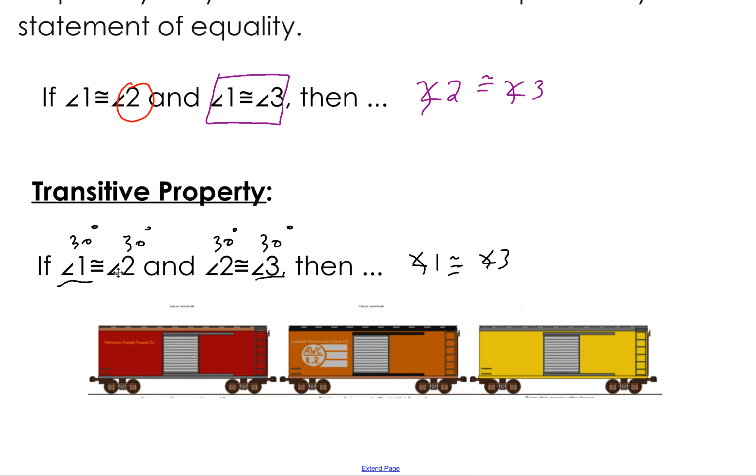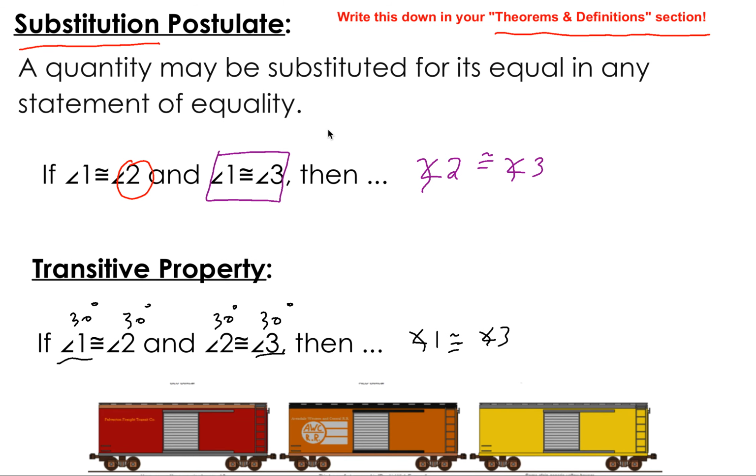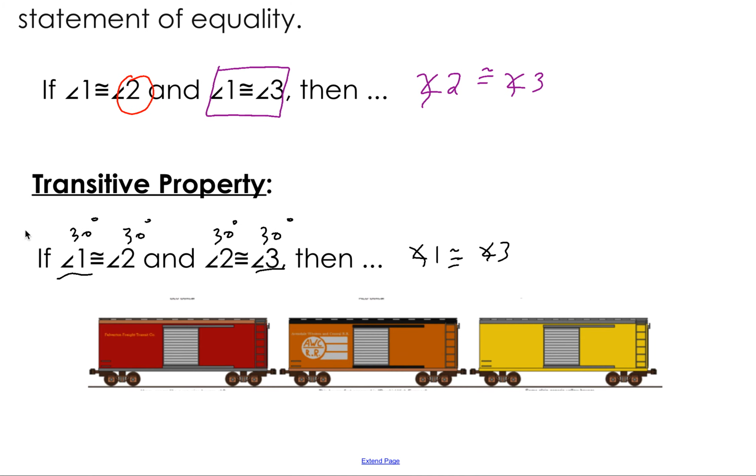Angle 1 is congruent to angle 2. Angle 2 is congruent to angle 3. Therefore, angle 1 is congruent to angle 3. And of course, you can add as many chains as you want. If you wanted to say angle 1 is equal to angle 2, and angle 2 is equal to angle 3, and angle 3 is equal to angle 4, etc., then we can say angle 1 is equal to angle 4 by the transitive property. So that's the second property you need to know. So these belong in your notes. If you need to put your player on pause, go right ahead and hit play to resume.